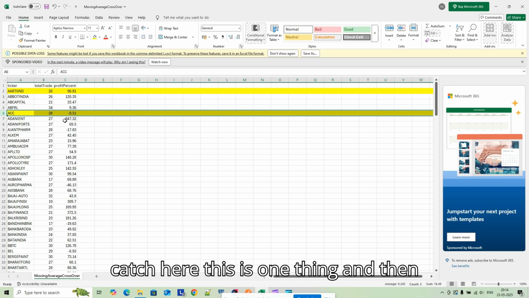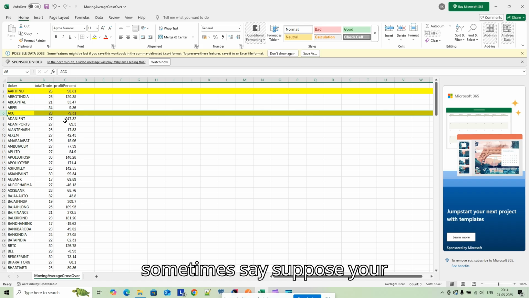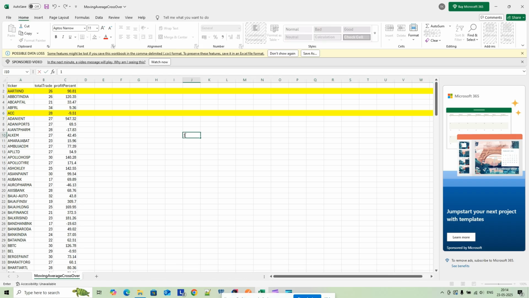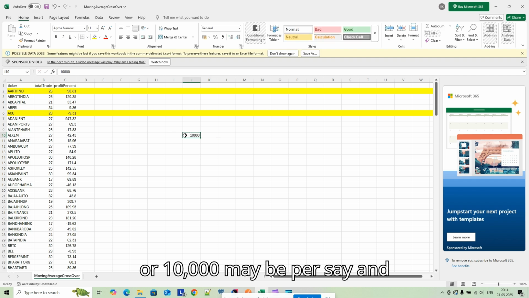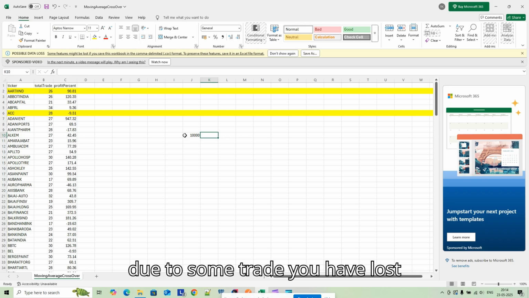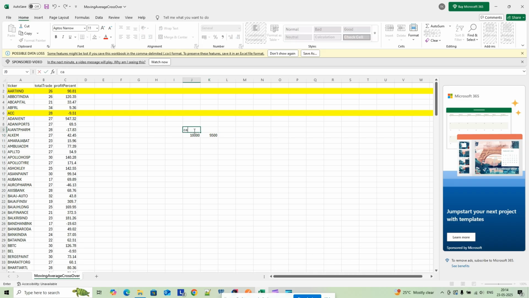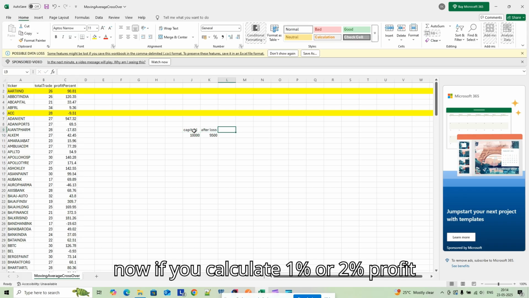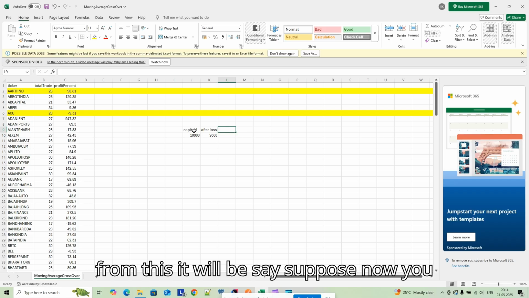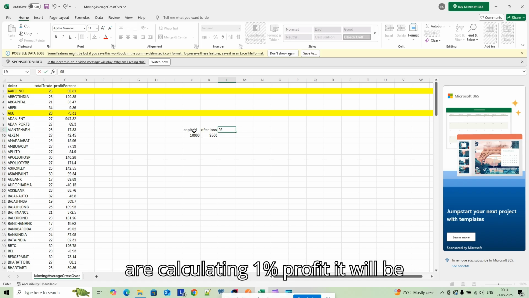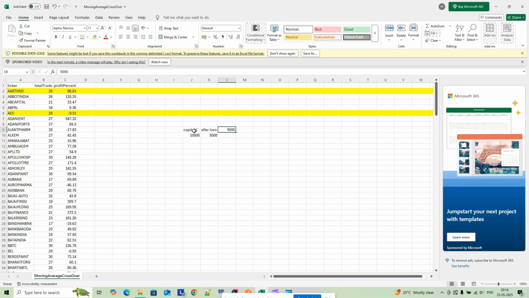This is one thing. And then sometimes, say suppose your capital is 10,000, and due to some trade you have lost 5% of your capital, so your current capital is 9,500 after the loss. Now if you calculate a 1% profit from this, it will be 9,595. This will be the profit after the loss.